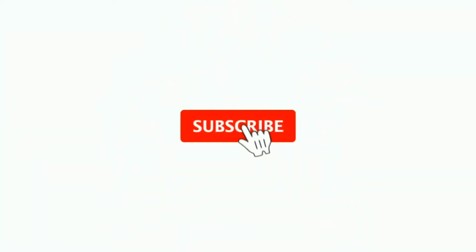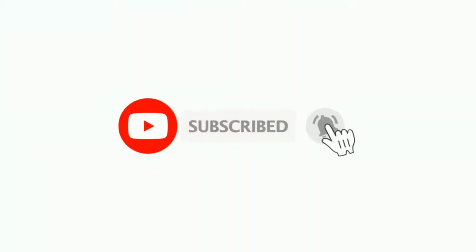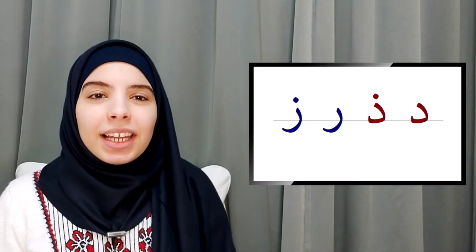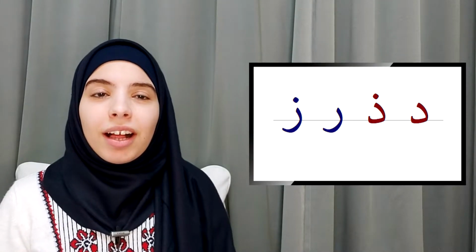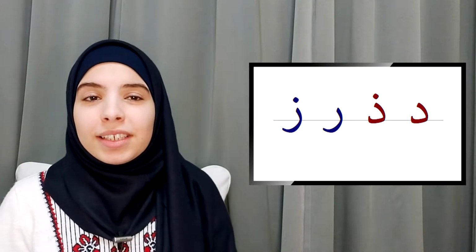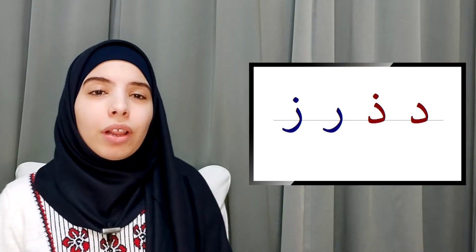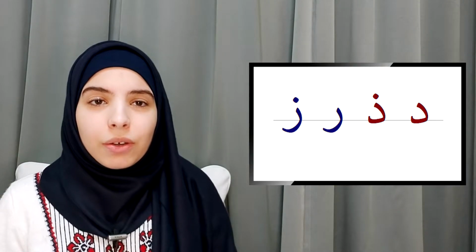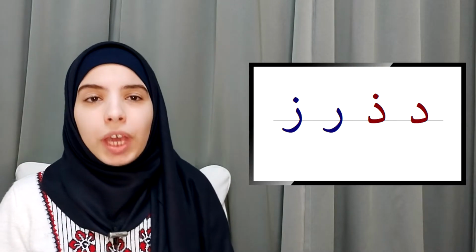So let's get started. Dal, dhal, ra and za are the letters of today. They all are not connectable, so each one of them has only 2 shapes.